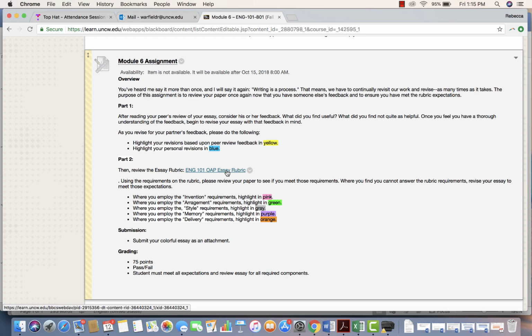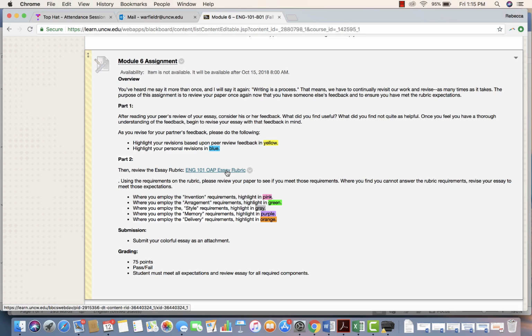So while you're doing this, when you are checking to see if you meet the expectations, where you employ the invention requirements on the rubric, highlight in pink. I don't need you to highlight every single one, it could be a little bit maniacal, but give me at least one or two examples of where you meet those requirements. Where you employ the arrangement requirements, highlight them in green. Style, highlight in gray. Memory in purple. Delivery in orange.